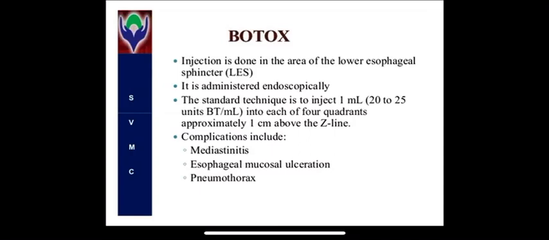Injection is done in the area of the lower esophageal sphincter. It is administered endoscopically. The standard technique is to inject 1 ml, that is about 20 to 25 units of botulinum toxin per ml, into each of 4 quadrants approximately 1 centimeter above the Z line. The various complications include mediastinitis, esophageal mucosal ulceration, and pneumothorax.